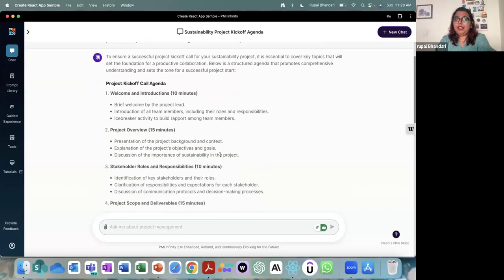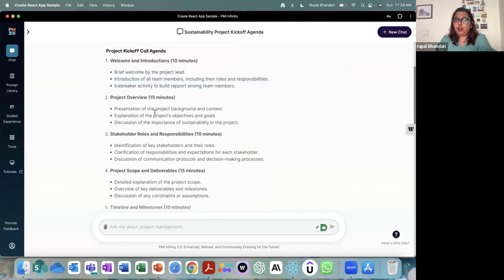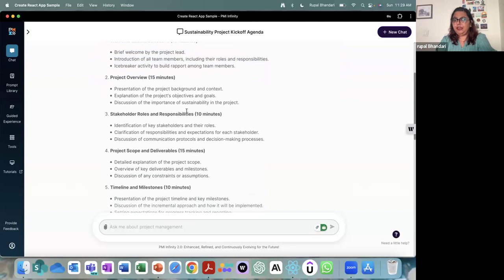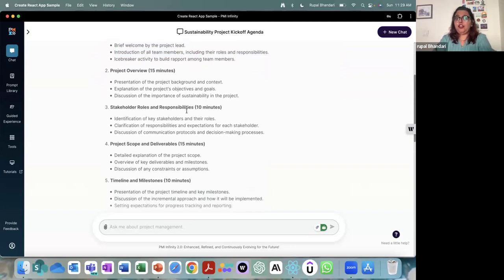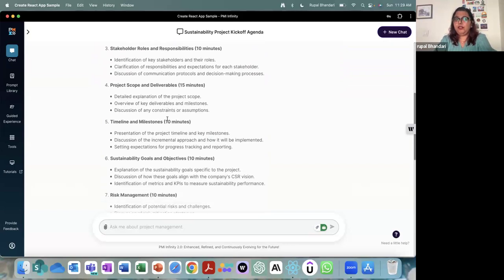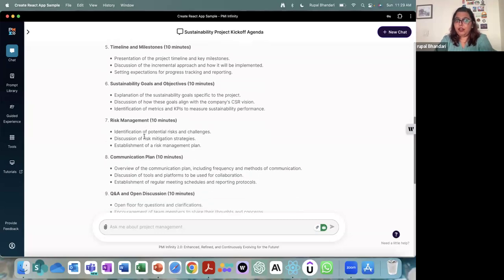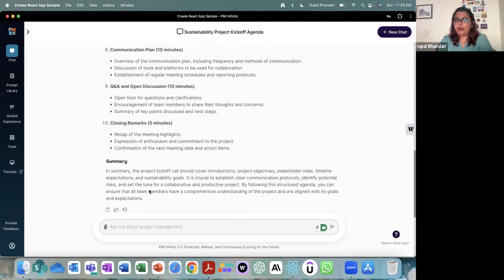So I put this into the tool. What the tool did was it gave me a call agenda, minute by minute. Welcome and introductions, do this. Project overview, talk about the presentation of project background and context. Explain the project objectives and goals. Discussion of the importance of sustainability in the project, which is why the industry was important. You have project scope and deliverables to discuss, stakeholder roles and responsibilities, sustainability goals and objectives, risk management, communication plan.